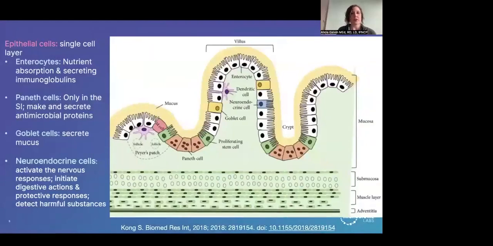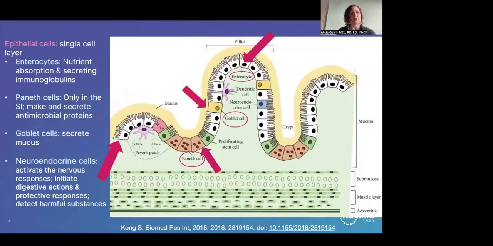Okay, so the epithelial cells, as I mentioned, is this single cell layer. And as part of that layer, we have the enterocytes, which are basically your intestinal cells. And then there's various types of enterocytes. So we have Paneth cells, which are only in the small intestine, and they are going to be secreting various antimicrobial proteins. So as part of our natural machinery within our intestines, we have cells that are secreting antimicrobial proteins. So if we start to have a breakdown in these intestinal cells, it can compromise our own ability to create antimicrobial peptides.